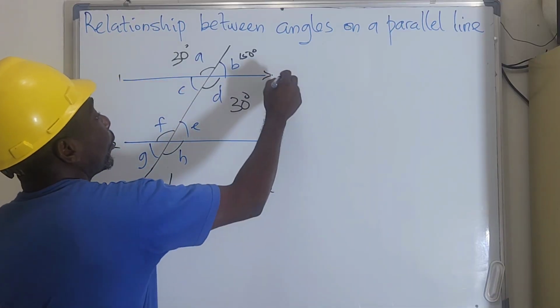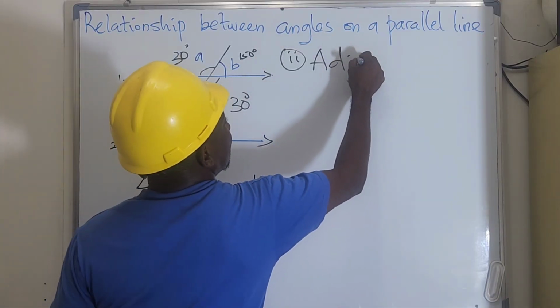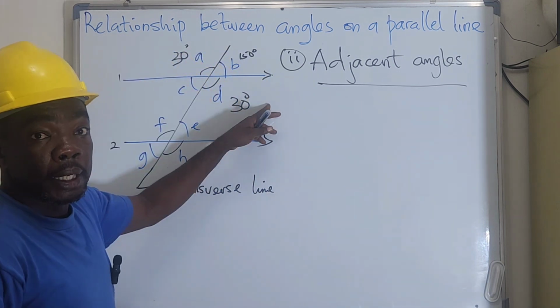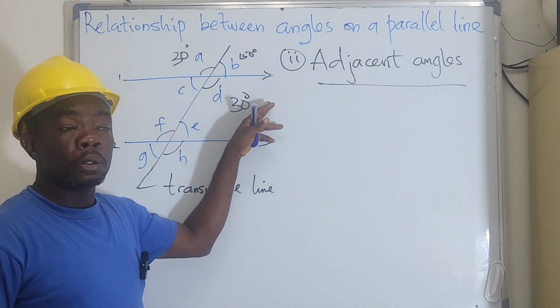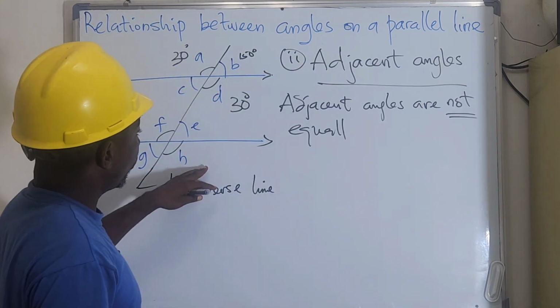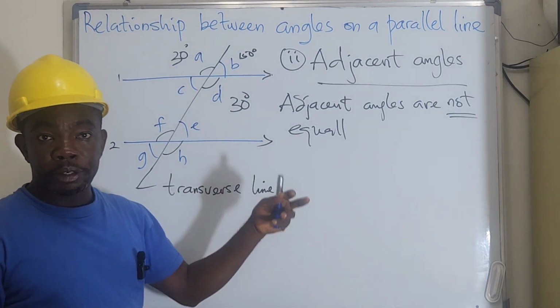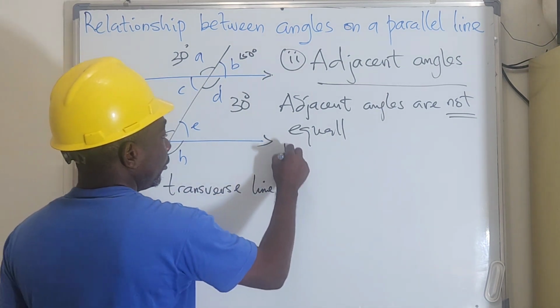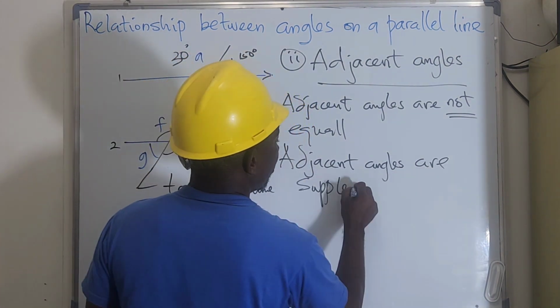The next one we are going to look at, number 2, is adjacent angles. In this case, adjacent angles are not equal. Adjacent angles are supplementary. We made mention of this. So we have adjacent angles are supplementary.